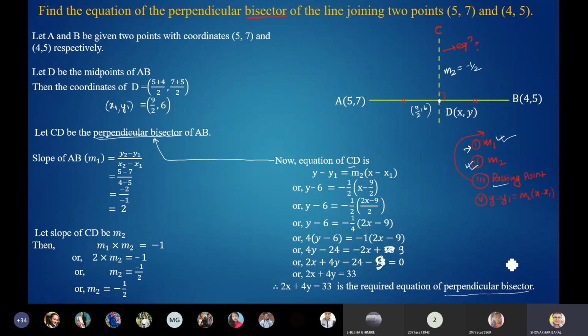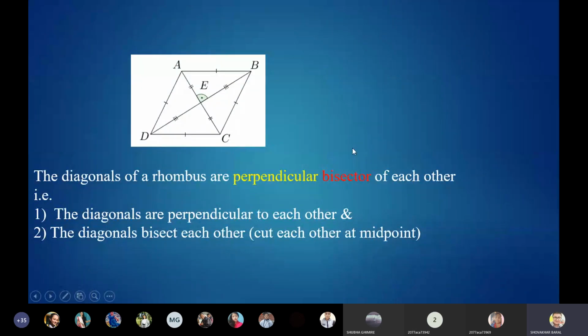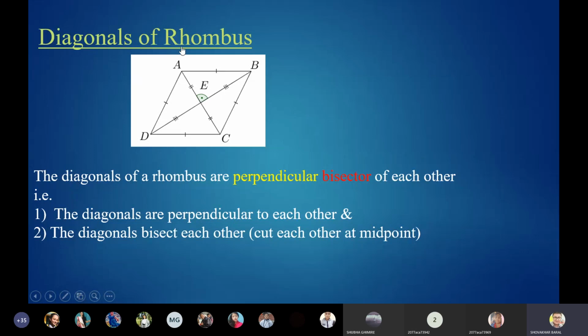Okay, this is the concept of perpendicular bisector, and I think we discussed perpendicular bisector in the earlier classes also. So I hope you have copied it. If you have not copied, please let me know. Let me go to one topic we discussed earlier. Yeah, diagonals of a rhombus. Okay, don't copy it, just try to understand, as I discussed it earlier also.